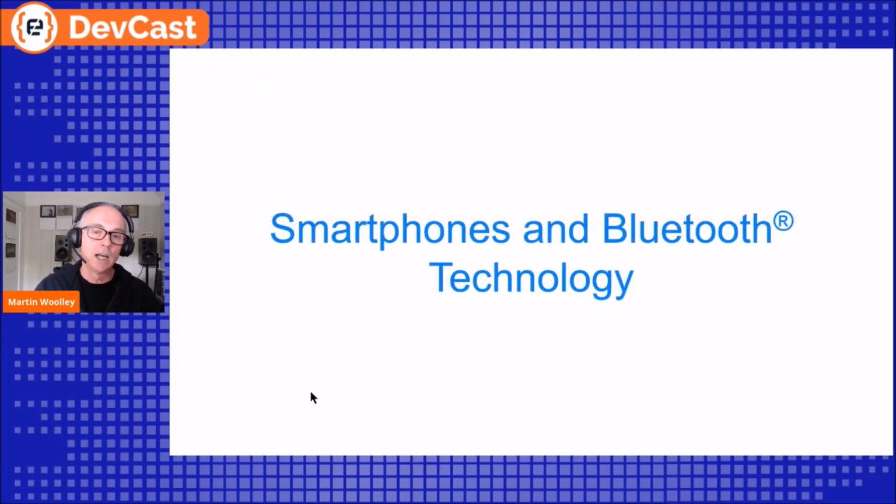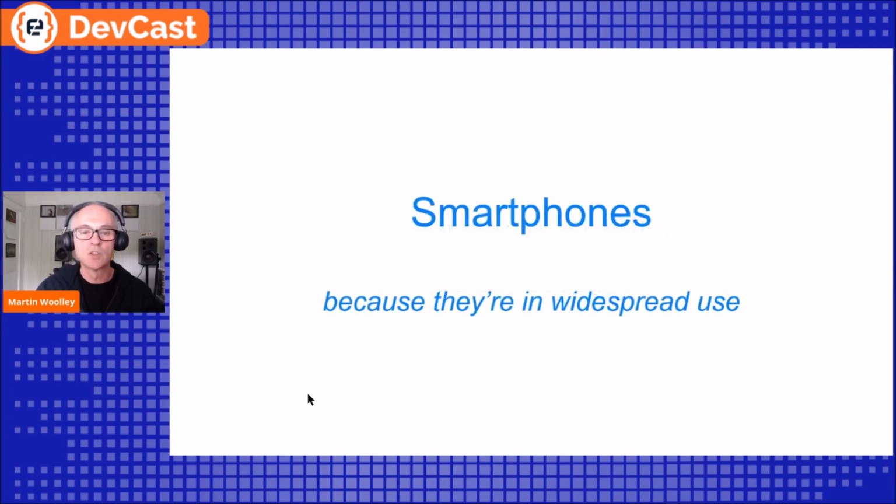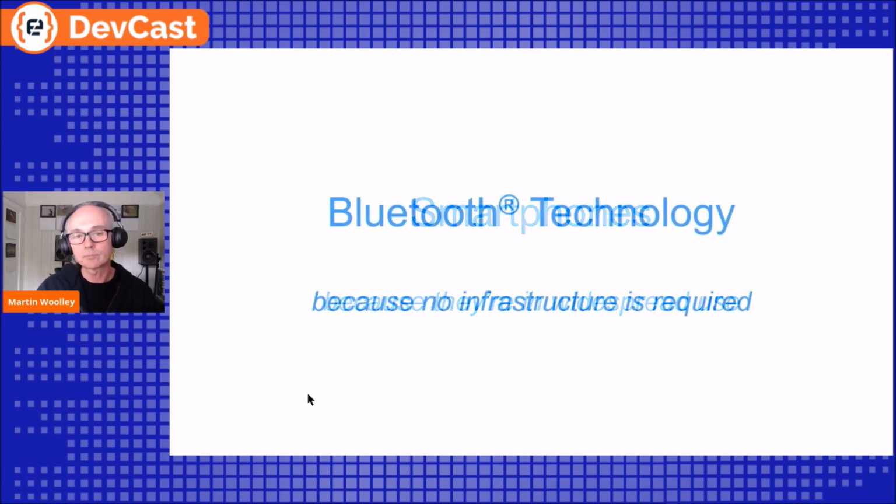Now, it was clear from very early on that smartphones and Bluetooth were very frequently being considered for use in these kinds of solutions. And smartphones, because they're in widespread use, not everyone has a smartphone, but many do. So taking advantage of them has obvious appeal. And Bluetooth was of interest because it's a wireless communications technology that smartphones support, and it requires no infrastructure. So there are no access points to deploy, no routers, no radio masts, nothing like that. Communication takes place between devices directly.